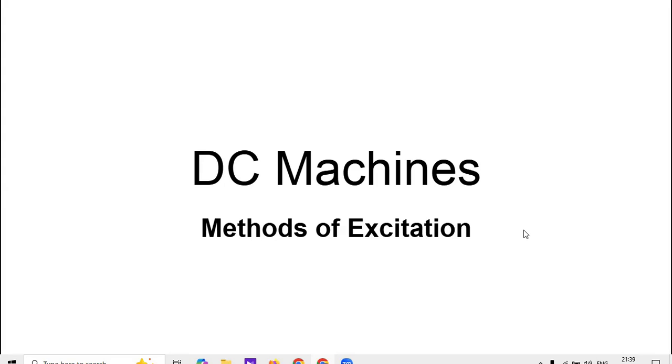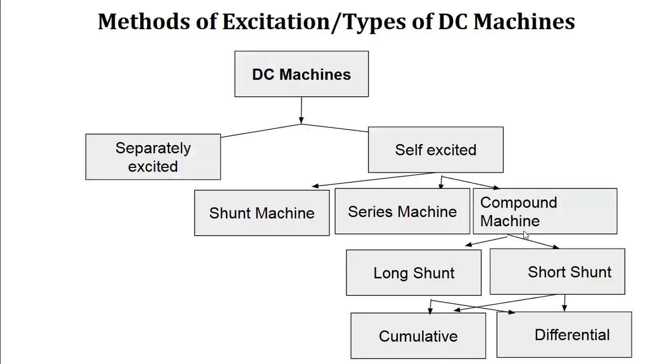Hello everyone. This video is about the methods of excitation of DC machine. DC machines are broadly classified into separately excited and self-excited machines. They are classified on the basis of the methods of excitation. So we can call it either the methods of excitation of DC machine or types of DC machine.